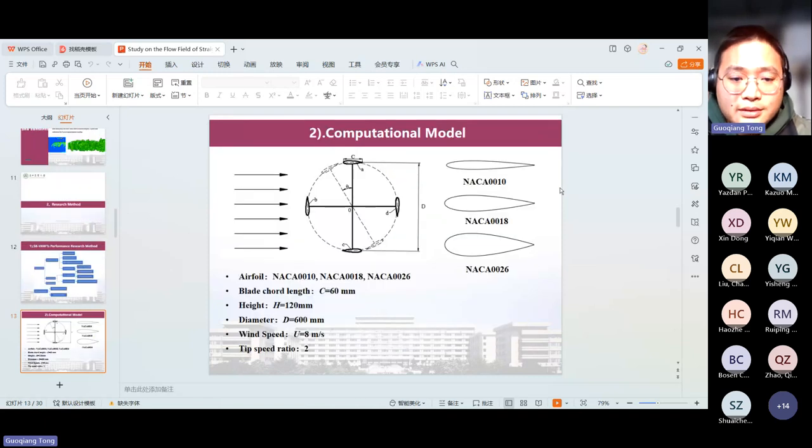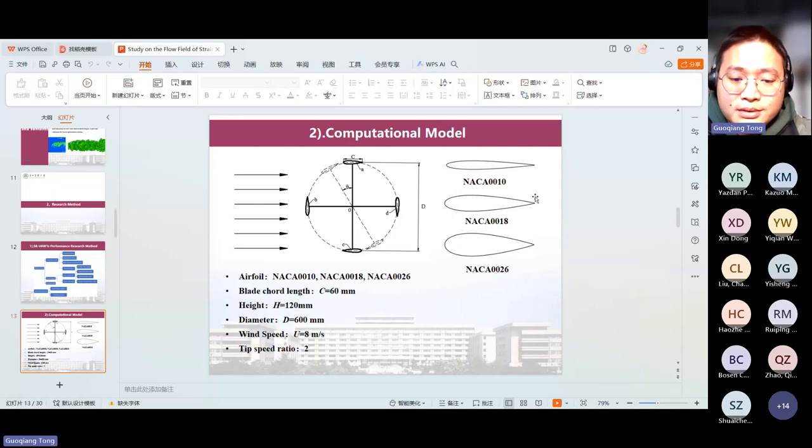The straight-bladed vertical axis wind turbines with airfoils of NACA 0010, NACA 0018, and NACA 0026 are used in this study. As can be seen from the figure, the biggest difference between these three airfoils is the thickness. The blade chord length is 60 millimeters, the rotor diameter is 600 millimeters, the blade height is 120 millimeters, and the wind speed is 8 meters per second.